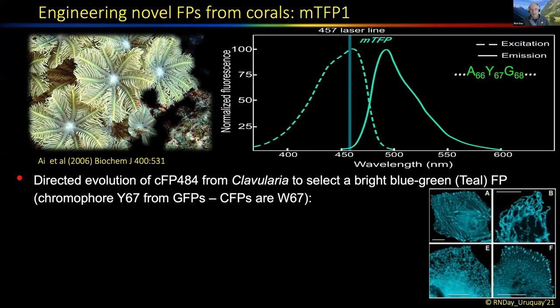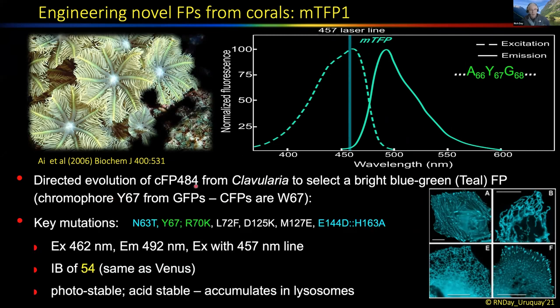This came out of this Clavularia coral, and it's a bright blue-green, teal-colored FP. It has the structure of a cyan fluorescent protein, but it has the chromophore of a GFP. And these are the key mutations that generated the teal fluorescent protein. It has an intrinsic brightness of 54, so it's very bright. It's very photostable. But one problem with teal fluorescent protein is it's also very acid stable, which means it takes the cell a long time to break it down. So it actually accumulates in lysosomes. So that could be a real problem for background if you're using it. However, if you're interested in studying lysosomes, it's an ideal protein for that.